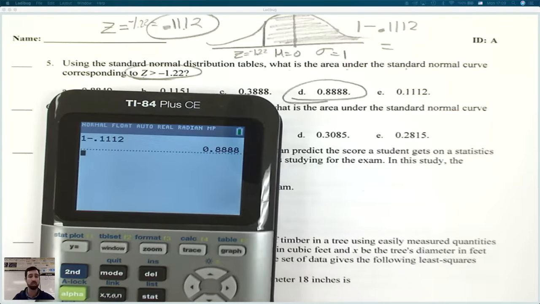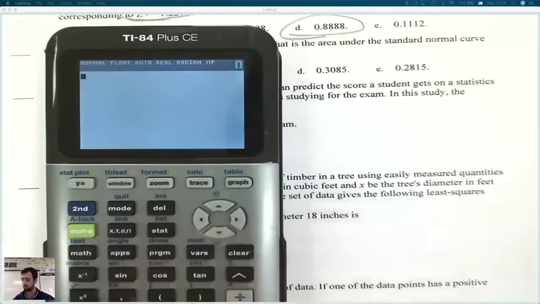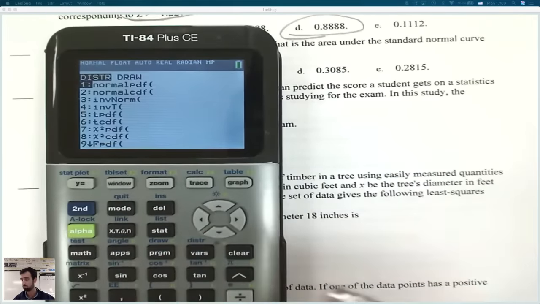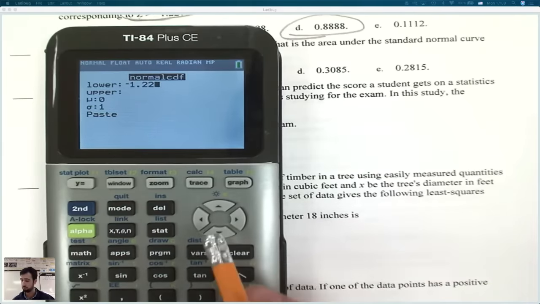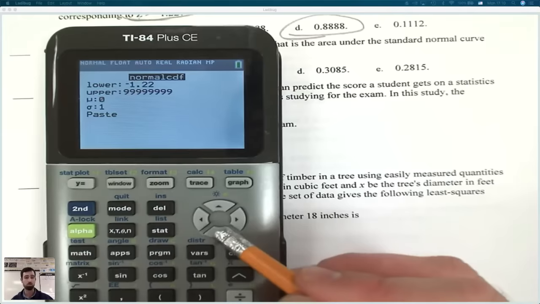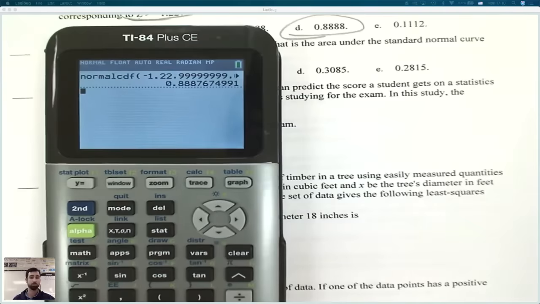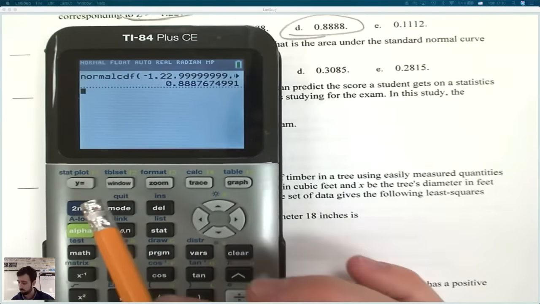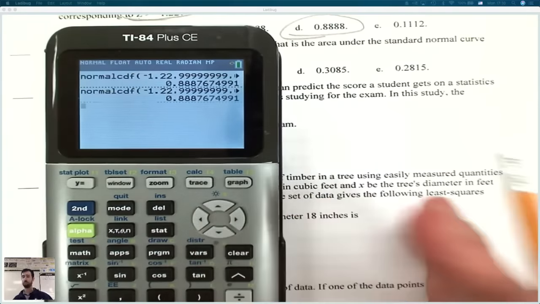I teach my students this using the calculator, where you hop on, you do stat, you go to second, vars, you go down to normal CDF. You want the lower bound, which in this case is negative 1.22. Upper bound, I want everything above it, so I'm just going to put some really large number. Centered at 0, standard deviation of 1. There we go. So that finds the area, and if you even wanted to... Oh, it doesn't do draw anymore.